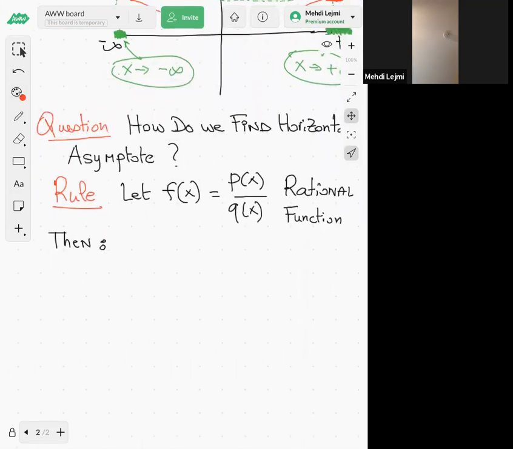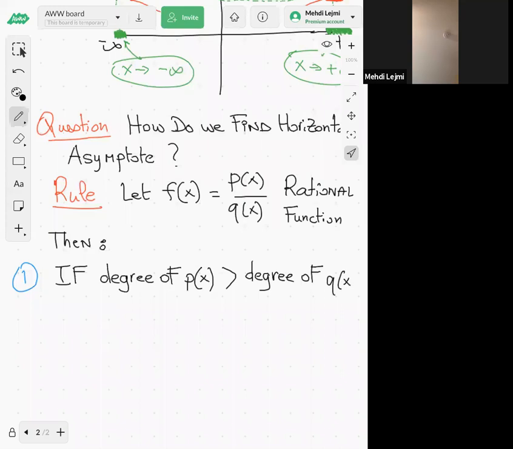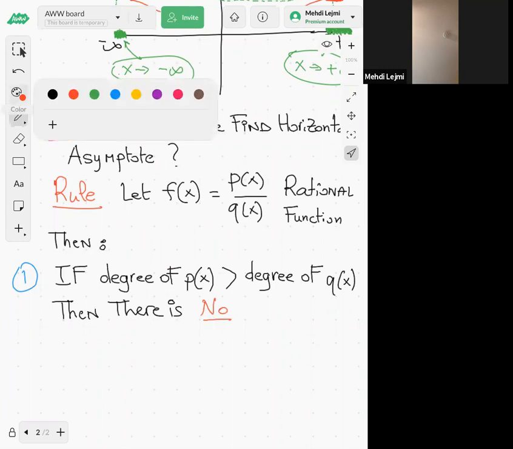So the first case is when the degree of p of x, the highest power of p of x, is larger than the degree of the bottom, the degree of q of x. Then actually there is no horizontal asymptote. So no horizontal asymptote.